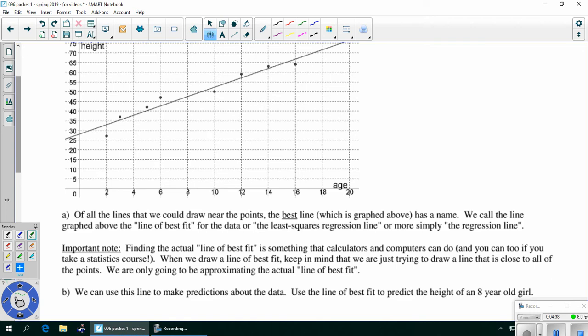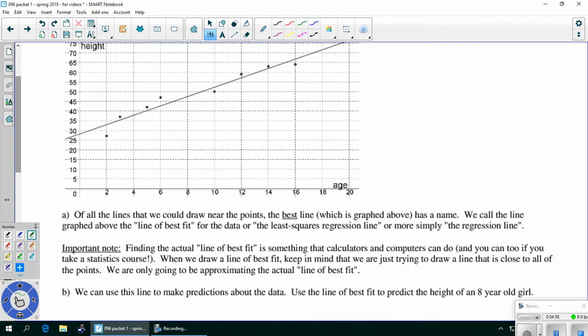Important note: finding the actual line of best fit, that is the equation of that line, is something that calculators and computers can do, and you can too if you take a statistics course. When we draw a line of best fit, keep in mind we are just trying to draw a line that is close to all of the points. We are only going to be approximating the actual line of best fit.